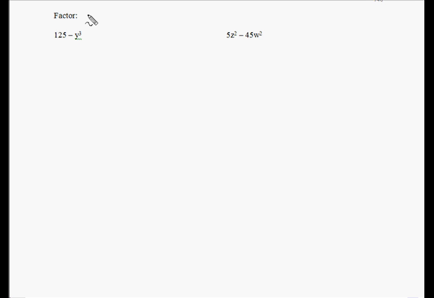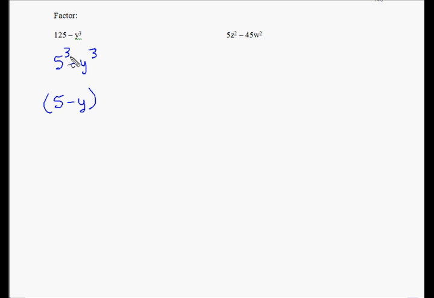Factor 125 minus y cubed. Well, this appears to be a difference of cubes. Is 125 something cubed? Yes, it is 5 cubed. To factor the difference of perfect cubes, you write what you see without exponent 3.